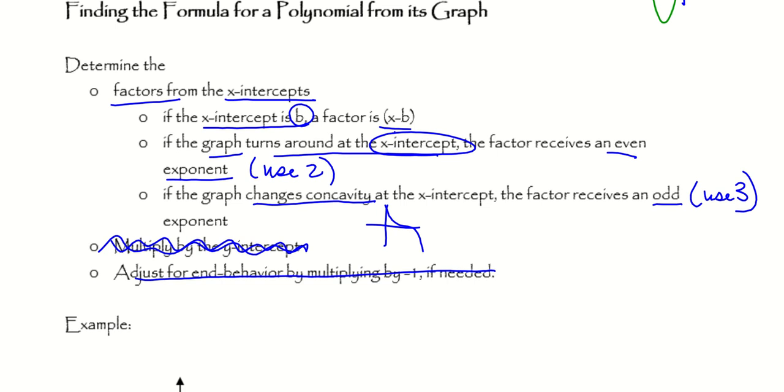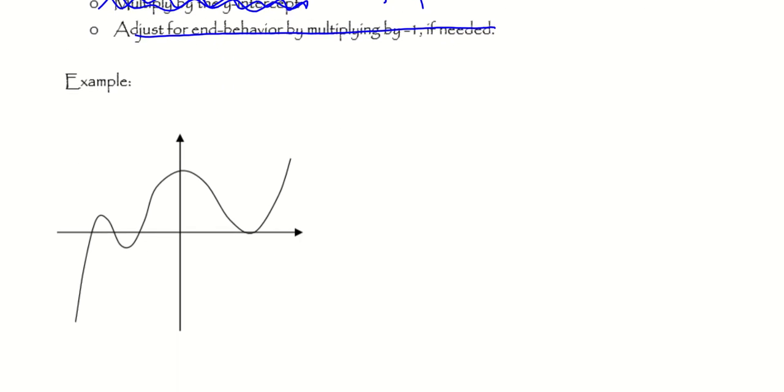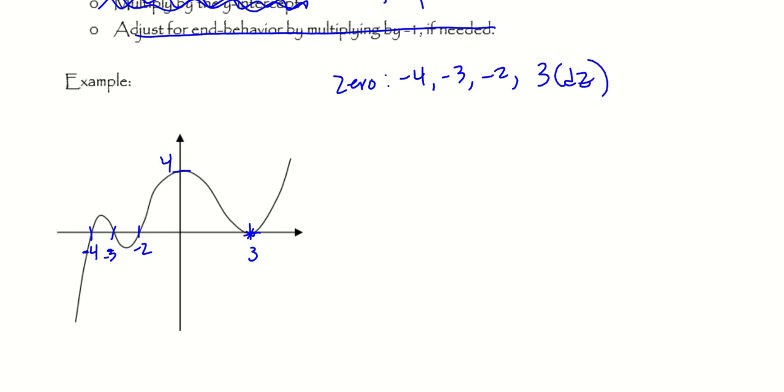So here's an example. You have a graph that looks like this, and let's throw some numbers in here. Let's say that this x-intercept is at negative 4, this one's at negative 3, this is at negative 2, this is at 4, and this is at 3. And notice we've got a turnaround there. We have zeros at negative 4, negative 3, negative 2, and 3, with a double zero at 3. I know that because it turns around on the x-axis.